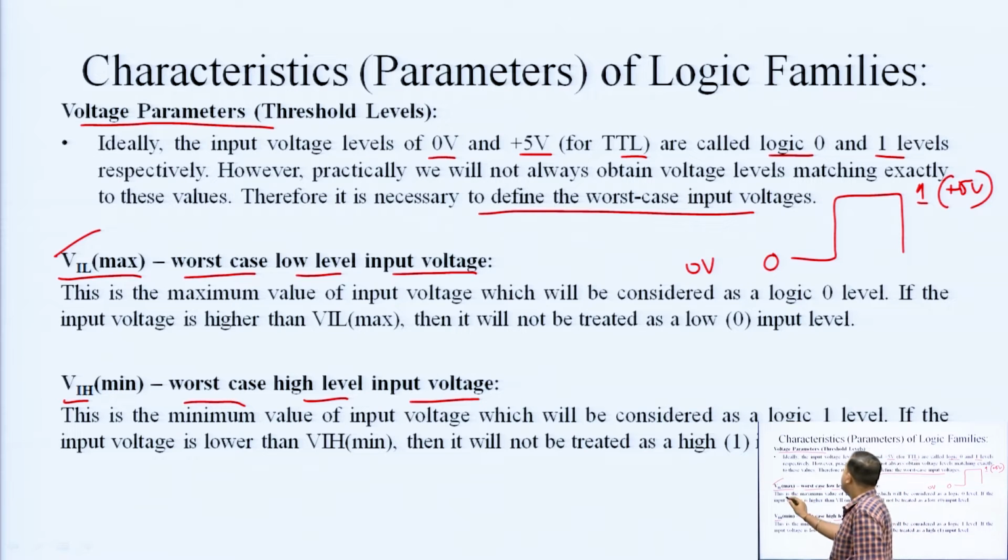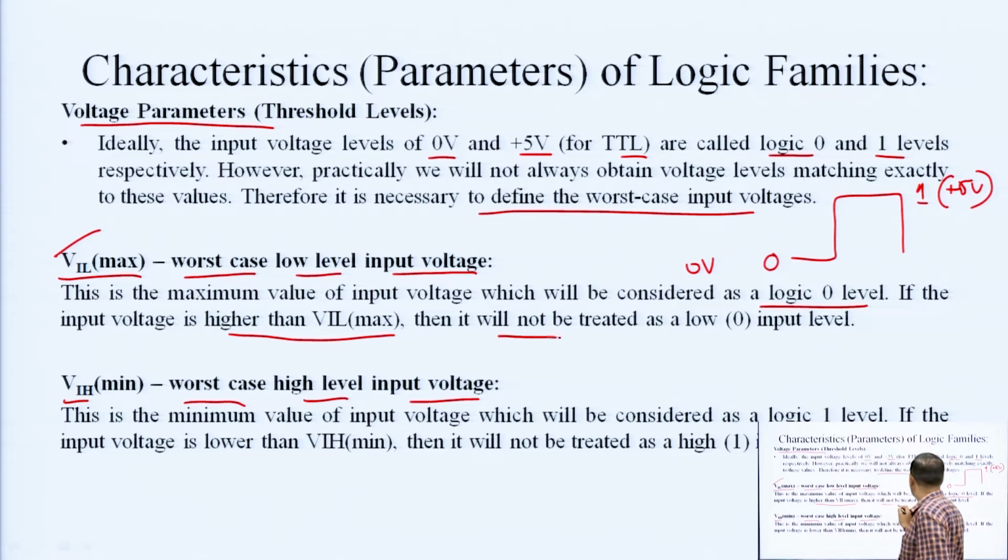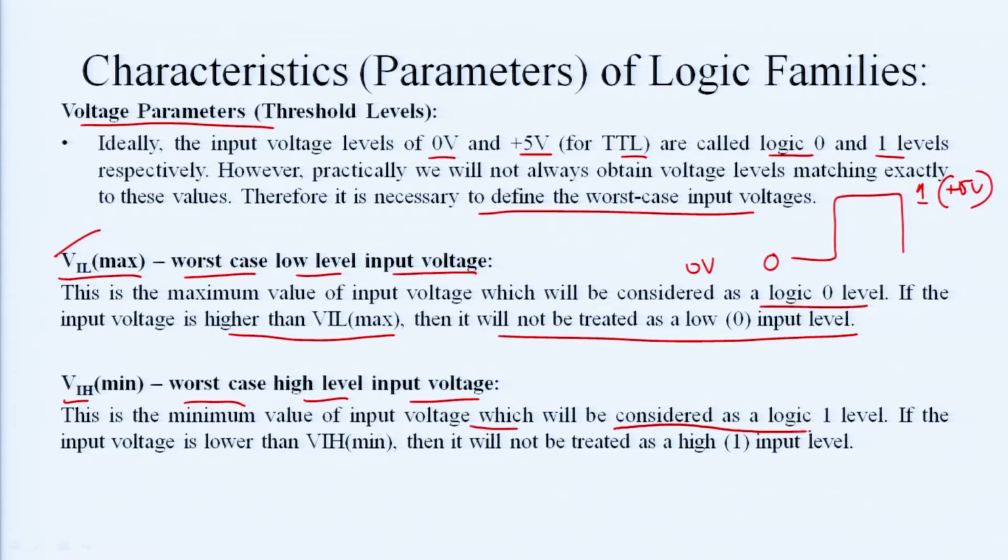VIL max is the maximum value of input voltage which will be considered as logic 0 level. If the input voltage is higher than VIL max, then it will not be treated as a low input level. VIH min is the minimum value of input voltage which will be considered as logic 1 level. If the input voltage is lower than VIH min, then it will not be treated as a high input level. So, these are the two terms, VIL max and VIH min.